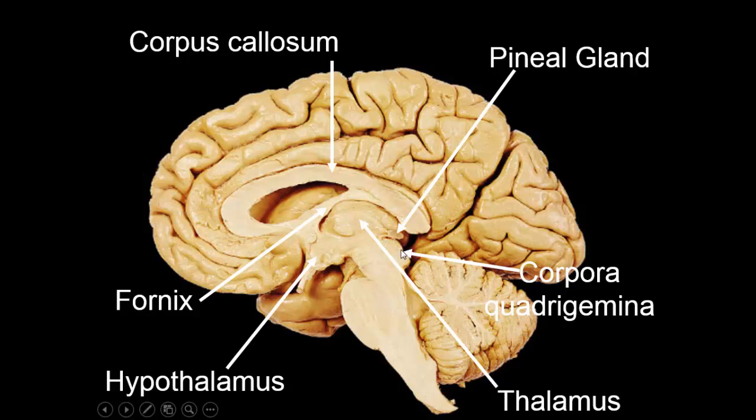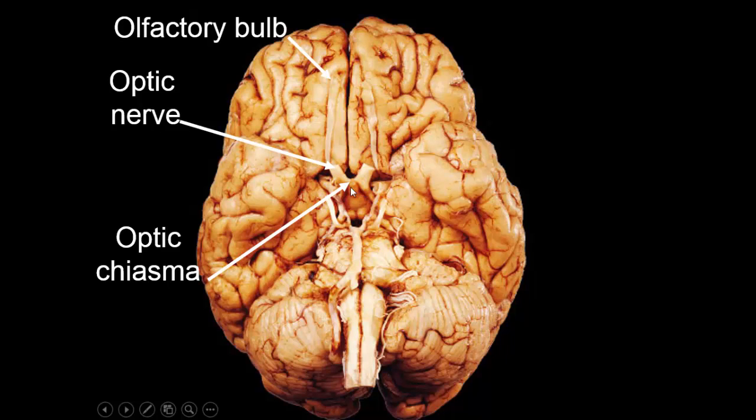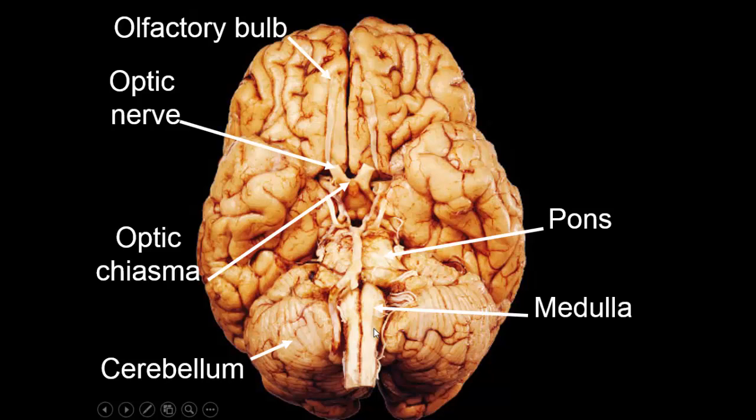The corpora quadrigemina are a good landmark for finding the midbrain, which is part of the brainstem. On the underside, you can see the olfactory bulbs. Here is the optic nerve, and it's going to cross at the optic chiasma. The cerebellum is here at the base of the brain. Here is the pons. Here is the medulla, and the medulla just tapers into the spinal cord.